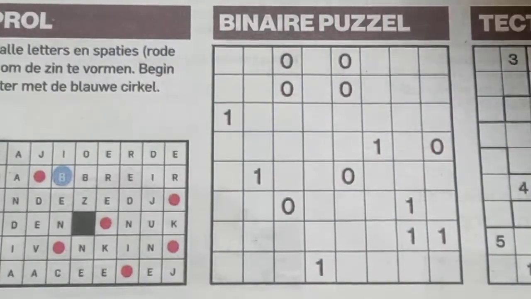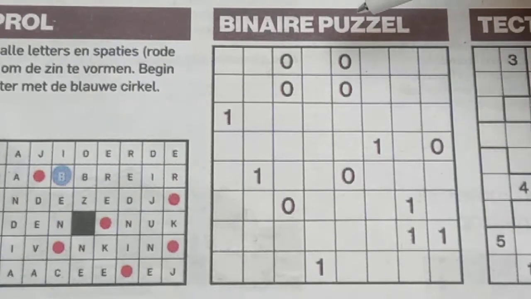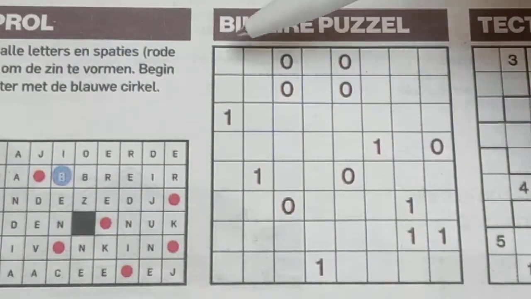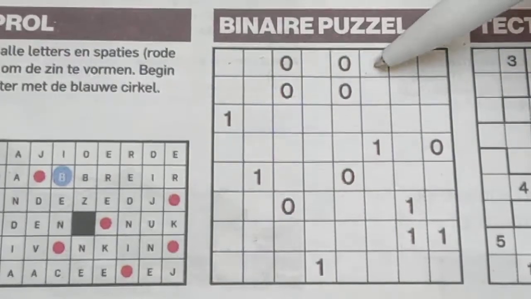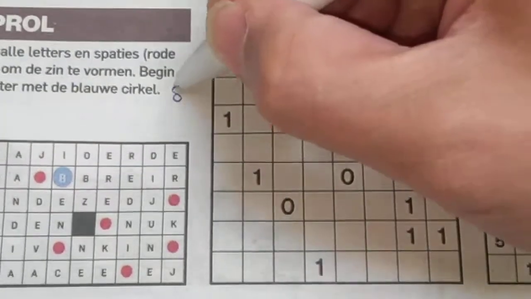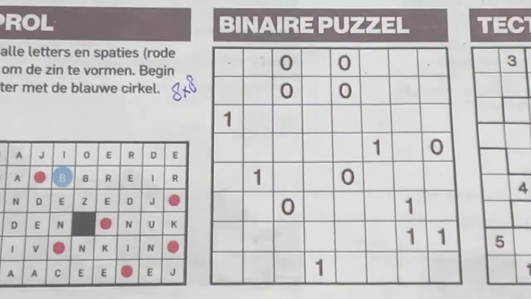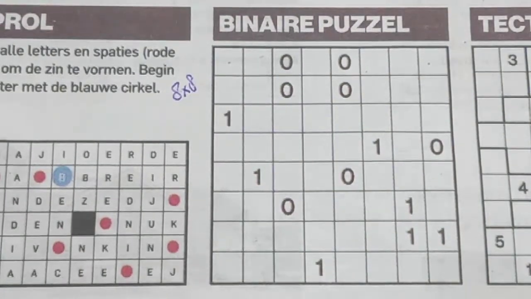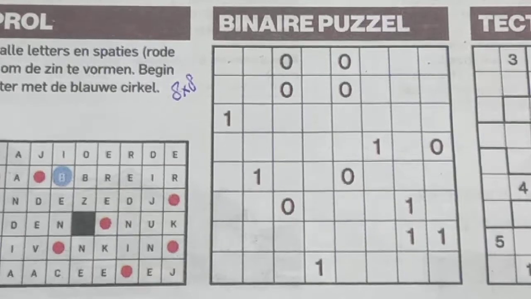We have a binary puzzle here, but before we start, let's count what kind of binary puzzle this is. 1, 2, 3, 4, 5, 6, 7, 8. So it's an 8 by 8 binary puzzle. That means in a row or in a column, there's always 4 0s and 4 1s.